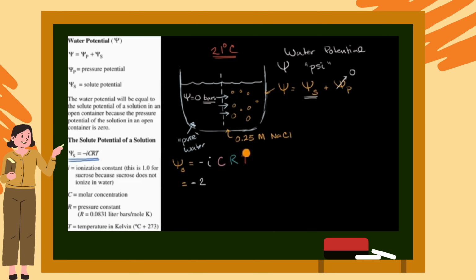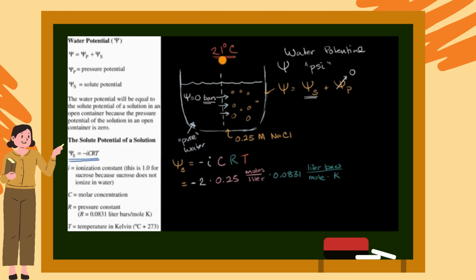Now what is our molar concentration? Well, we already know that our molar concentration is 0.25 molar, or we could write it as 0.25 moles per liter, and then we are going to multiply that times our pressure constant, which is the same as the ideal gas constant, and they gave us that to be 0.0831 liter bars per mole Kelvin. And then we are going to multiply that times the temperature in Kelvin.